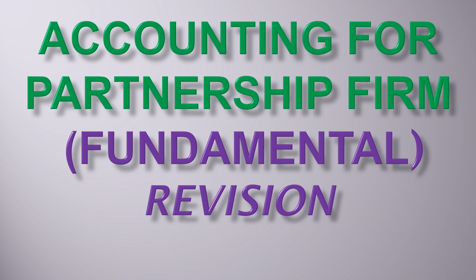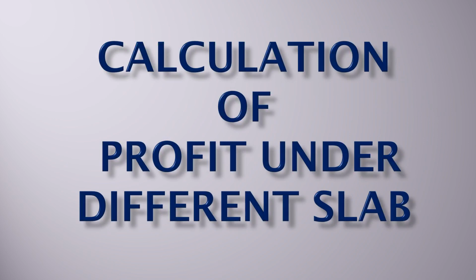In this session we are going to consider a revision chapter, that is Fundamentals of Partnership, and today our topic is calculation of profit under different slabs. The divisible or distributable profit is distributed among the partners under different slabs, like the first few amount under capital ratio, another few amount in profit sharing ratio, another few amount in equal ratio. That type of problem actually came in a particular year. We have already done this when we first did this chapter. Now this is our problem here.